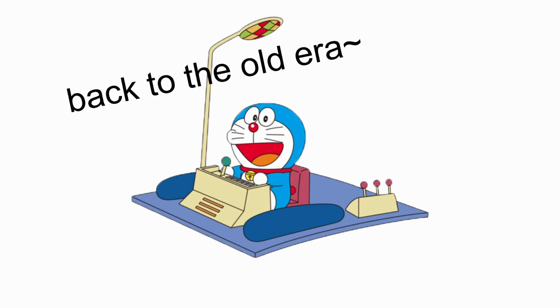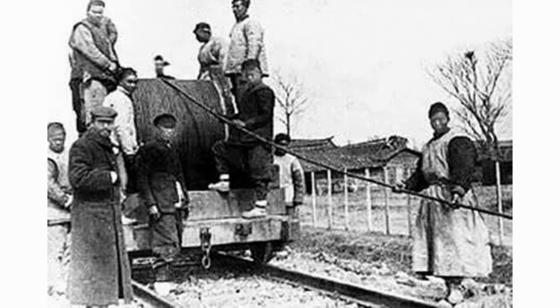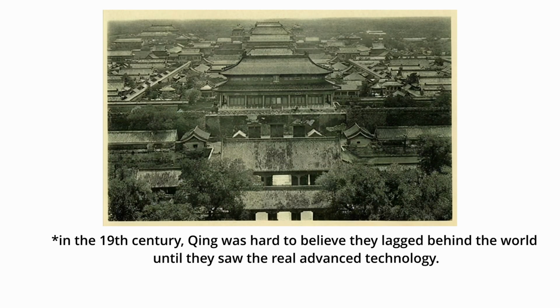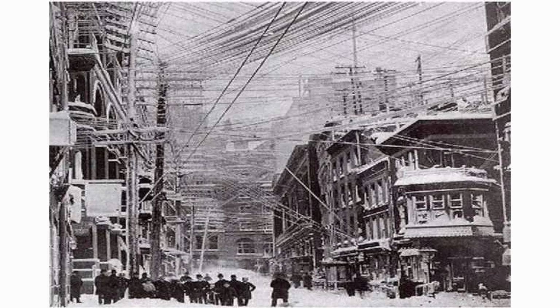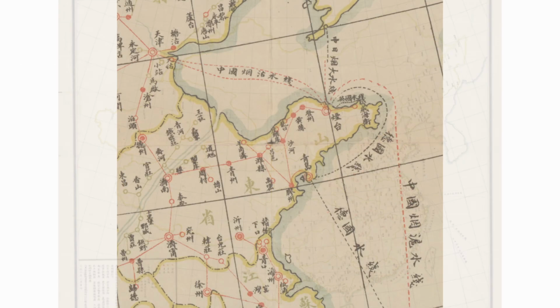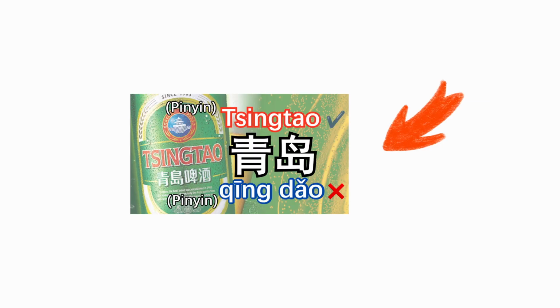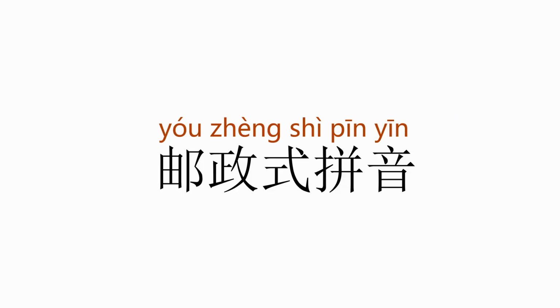And now let's come back to the old era. In 1871, China had the first telegraph wire, brought by GN, the Great Northern Telegraph Company. After that moment, the Qing government had to accept the truth: the new communication era was really going on. More and more telegraph wires were built, and the Qing government also built the Imperial Chinese Telegraph Administration, ITA, in 1881, and this institution was also mentioned before in our story of Chinese postal romanization.